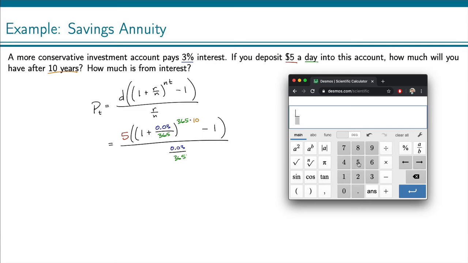So we've got 5 times (1 plus 0.03 divided by 365) raised to the 365 times 10, and then minus 1, and then we divide that by 0.03 over 365. We always round these to the nearest cent because we're talking about money. So we've got $21,282.07, rounding to the nearest cent.